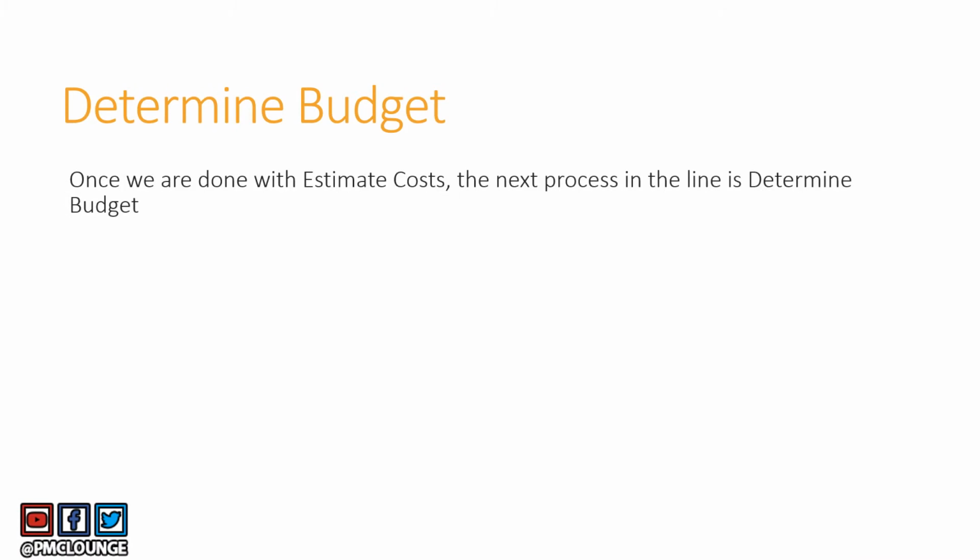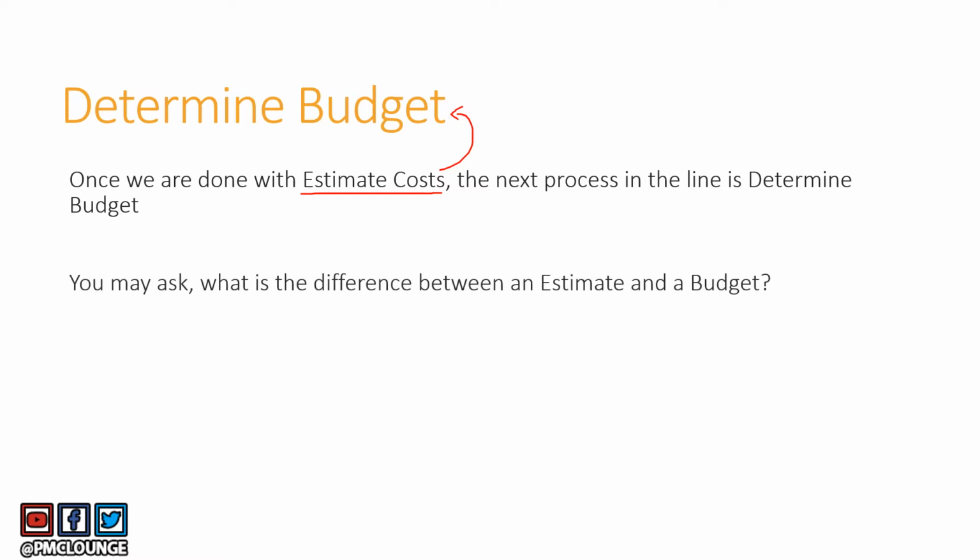So once we are done with estimate costs, this is the process that comes after the estimate costs process. So after estimate costs is where you come to the determine budget process. Now you may ask, what is the difference between an estimate and a budget? We have already covered this. So I'll share a link to the video that I've already done on the difference between an estimate and a budget. So that will be linked in the description. Do check that out. So there's a difference between estimate and budget, and that is why we have a separate estimate costs process after which we come up with the determine budget process.